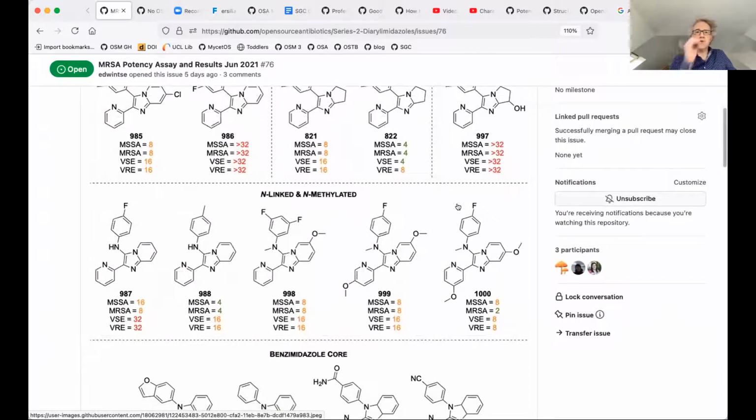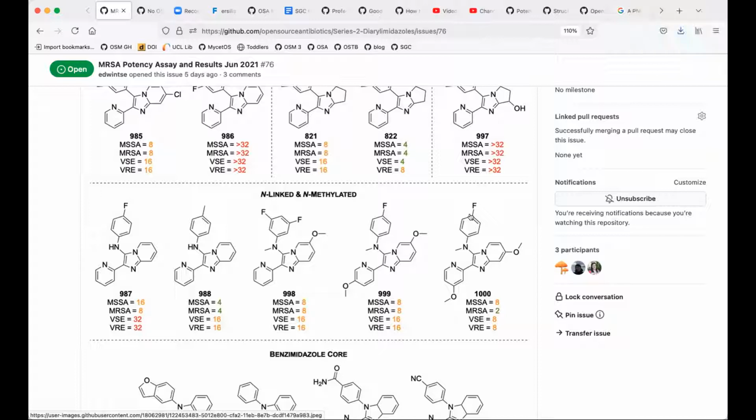And then we have the interesting one. So the N-linked and N-methylated compounds here, which saw some interesting activity with the simple substituent here with the paramethyl. And in particular, this value of 2, where you've got the N-methyl and the fluorine here. What was interesting about this compound, I felt, was that it had that ring methoxy, that annoying methoxy of doom or whatever, and it was still potent.